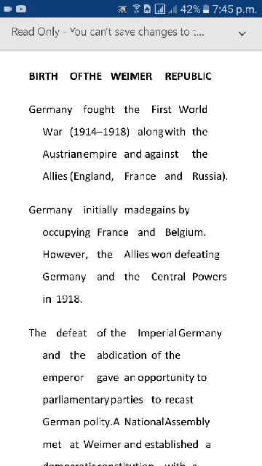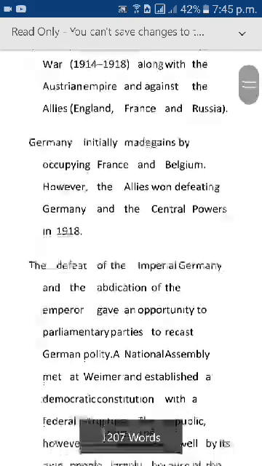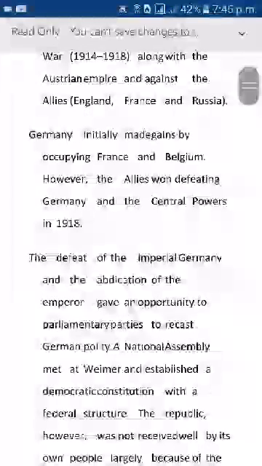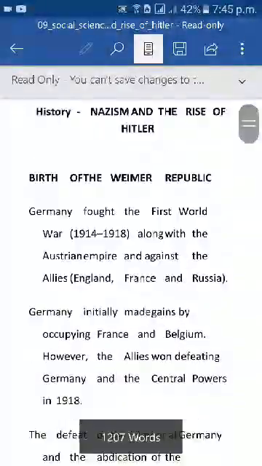Birth of the Weimar Republic. Germany fought in the First World War from 1914 to 1918, along with the Austrian Empire and against the Allies, that is England, France and Russia. Germany initially made gains by occupying France and Belgium. However, the Allies won, defeating Germany and the Central Powers in 1918.